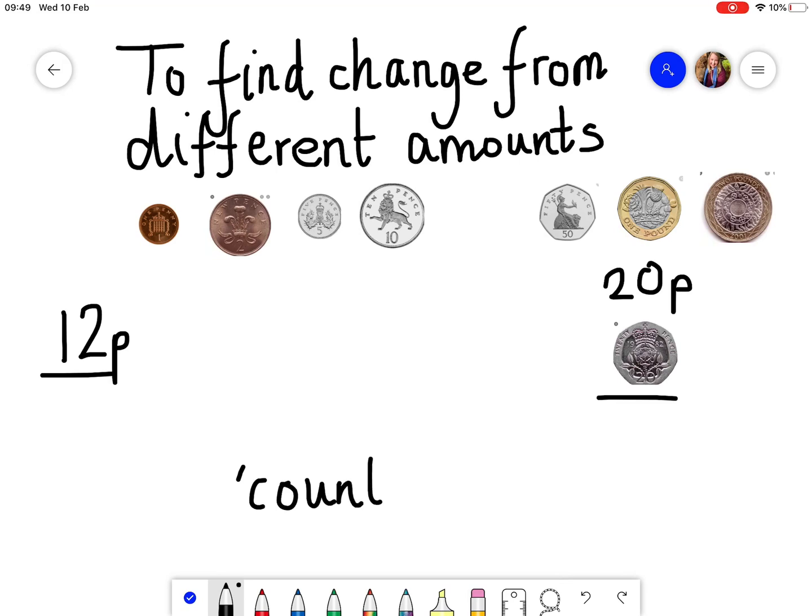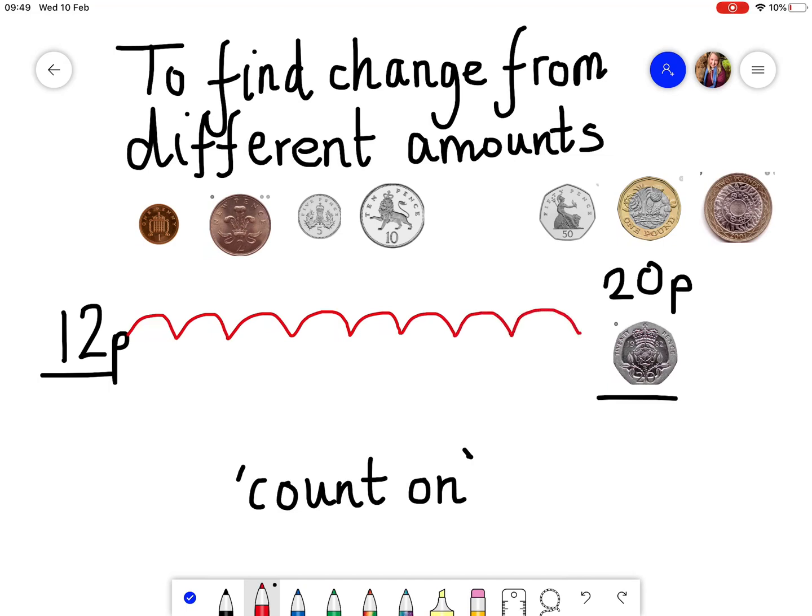So we're finding change by counting on. So we know that we gave 20p and the item was 12p. So what we're going to do is see how much money is in between 12p and 20p, and that's how much money you should be getting back. So let's see if you can count with me from 12 all the way up to 20. So 12, 13, 14, 15, 16, 17, 18, 19, 20.